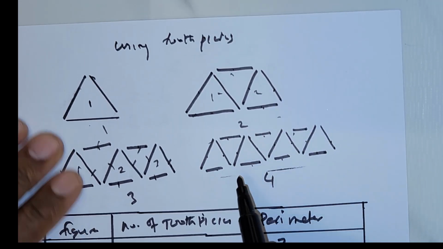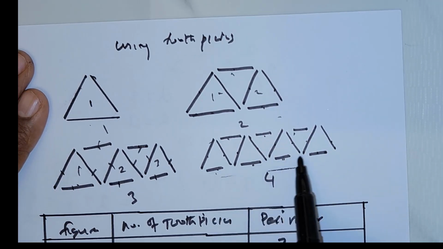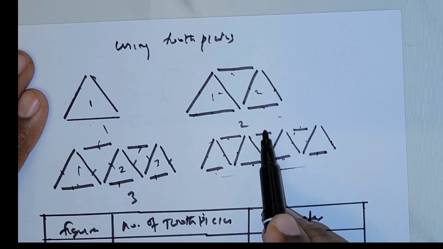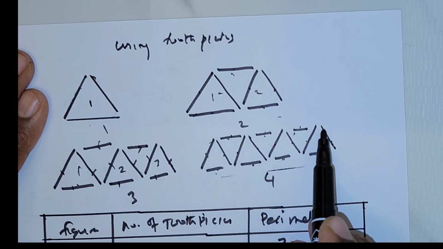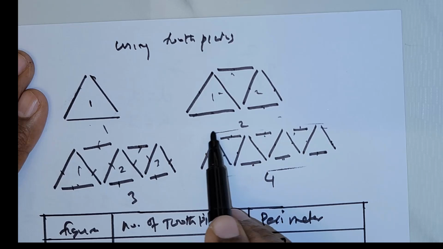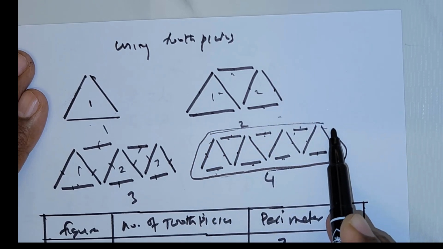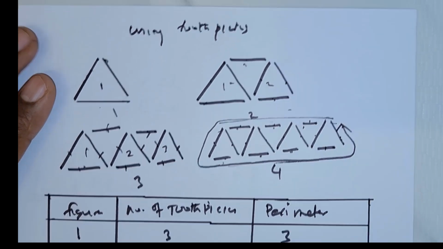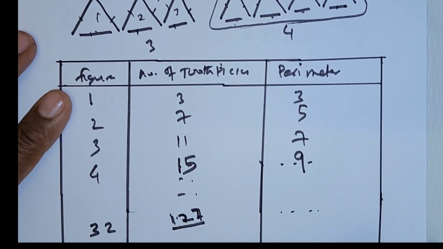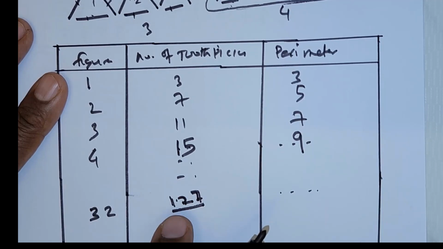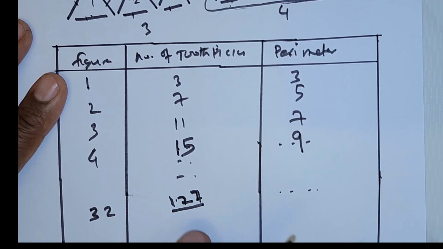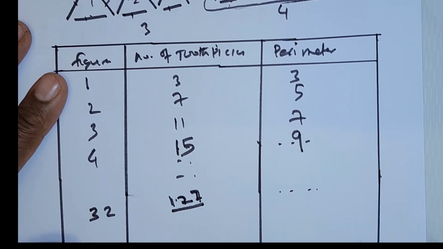Okay. Let us check the perimeter. 1, 2, 3, 4, 5, 6, 7, 8 and 9. Perimeter is nothing but this region. We have to just go along the outer area. So that would give us the perimeter, and that is exactly the value. Now what would be the perimeter for 127 toothpicks? So we need to find that value.